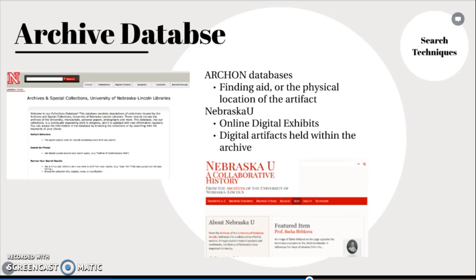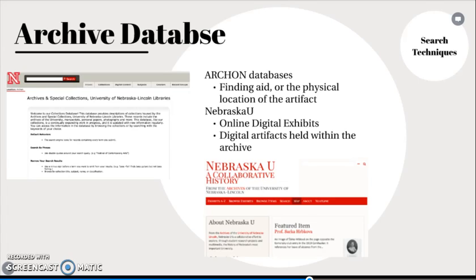This link will take you to Nebraska U. Nebraska U uses CONTENTdm to provide an open source database to digitally preserve collections. These collections can all be viewed online. Nebraska U features online digital exhibits of artifacts held within the archives. This is especially useful if you have a keyword that you want to browse, as thumbnails of the artifacts can be viewed through searching.